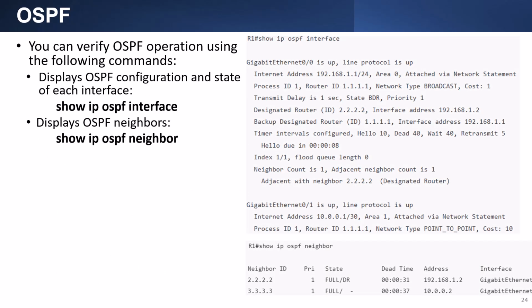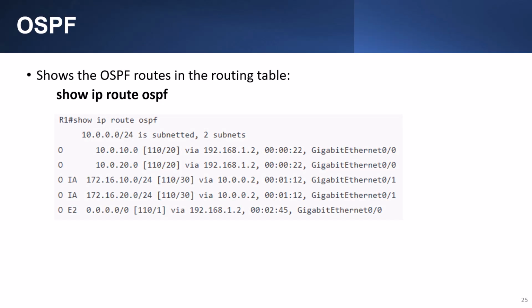You can verify OSPF operations using the following commands. To display OSPF configuration and state of each interface, you can use show IP OSPF interface. To display OSPF neighbors, show IP OSPF neighbor. Then, to show the OSPF routes in the routing table, show IP route OSPF. Routes with the O designate the OSPF routes.